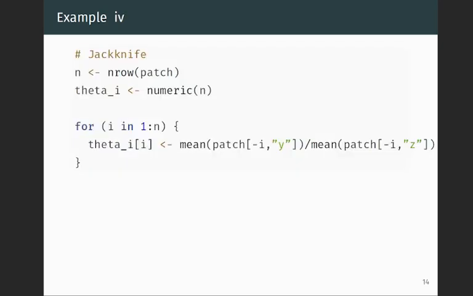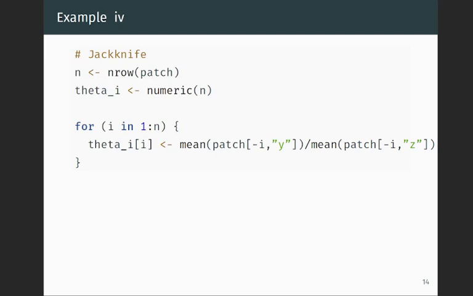So this computation will be very similar to what we had on a previous slide, except that now what we have is a data set as opposed to just a vector. And so first we'll save the value n, which is the number of rows of the patch data set. And then theta_i, we're going to pre-allocate the memory just as before, so a vector of length n. And then we're going through a for loop, i in 1 to n, and recomputing our estimate. And now we're doing it in one line.